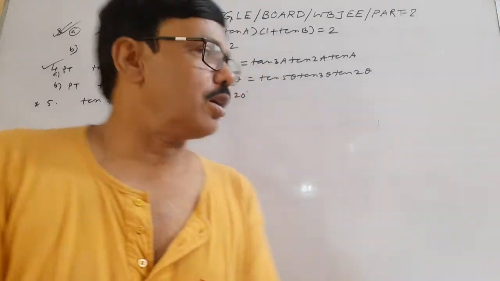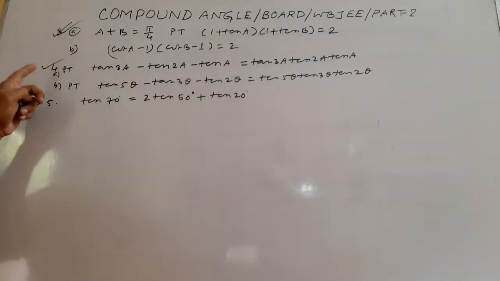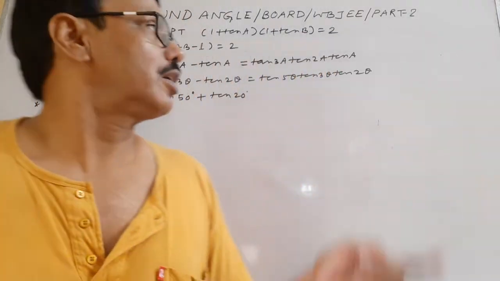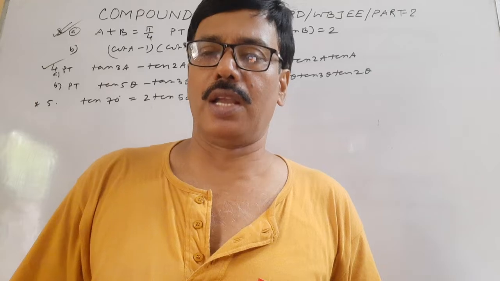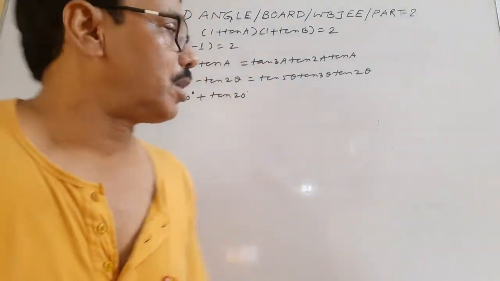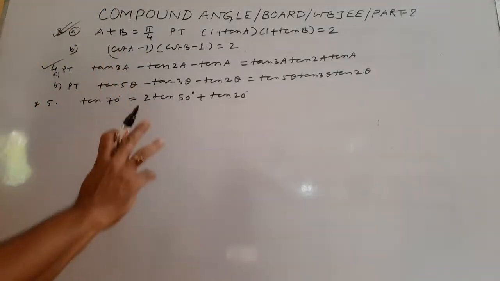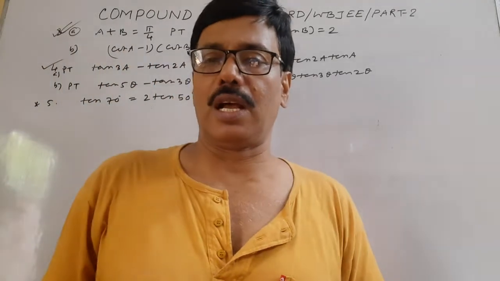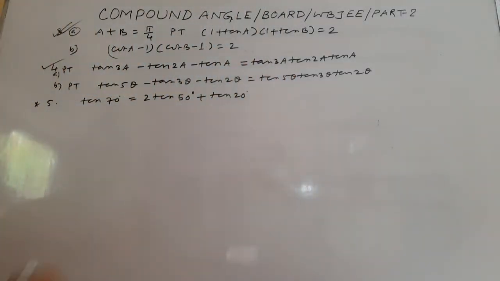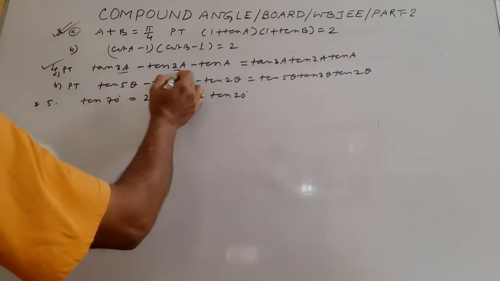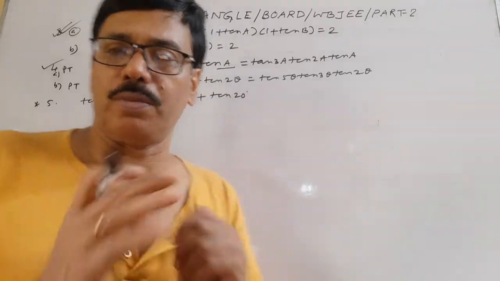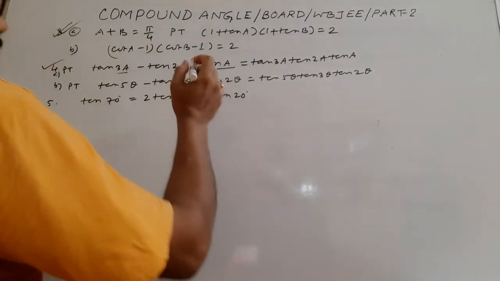Look, for these problems, the relation is not given. A plus B plus C equals pi, or any relation, is not given. But look, from the angles you can form a relation among the angles. So look, the angles are 3a, 2a, a. No relation is given, but you can form a relation from the given angles.